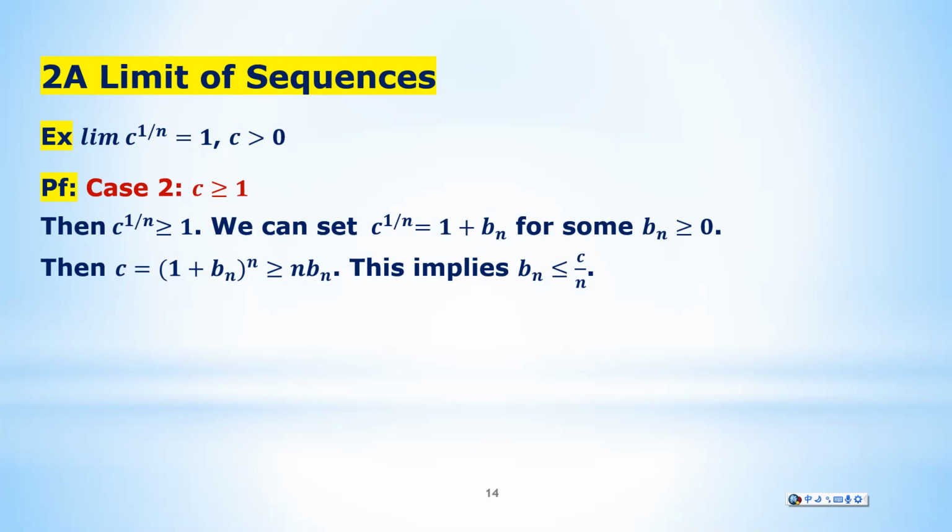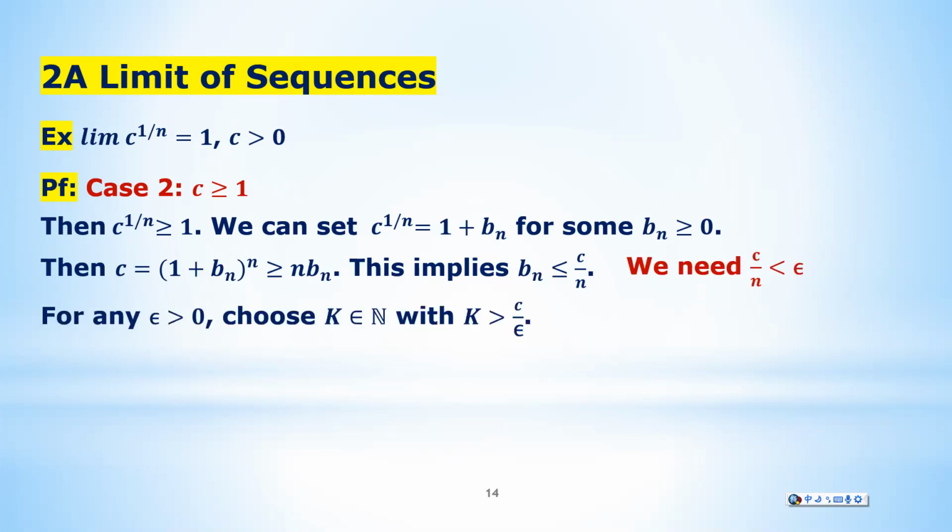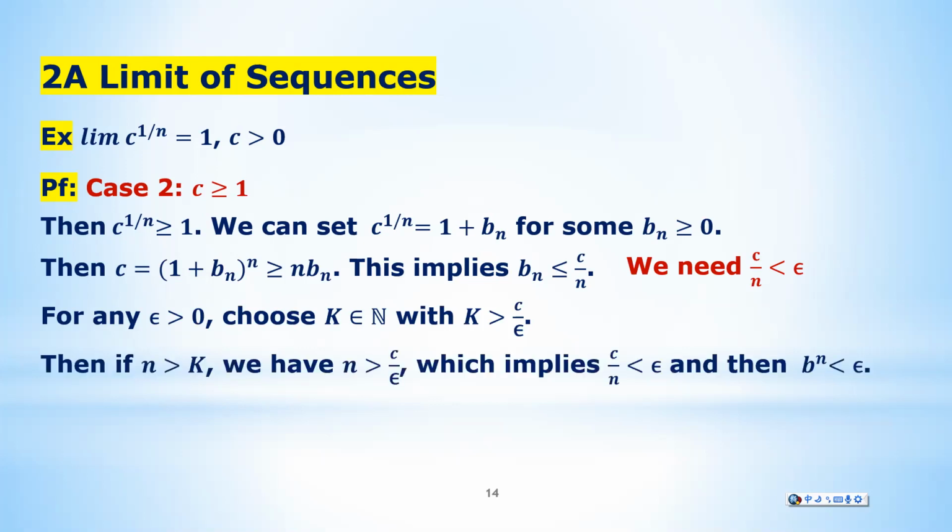So from here, you can simply see that b sub n is less than or equal to c over n. That's sufficient for us to show that b sub n goes to 0. So for any given epsilon, choose k greater than this number, and then when n is greater than k, you can see that n will automatically be greater than c over epsilon.